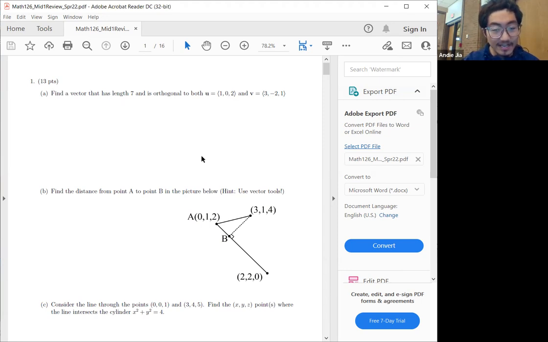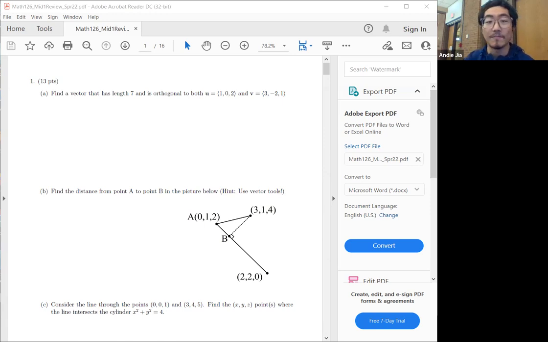Find a vector that has length 7 and is orthogonal to both u and v. When you need to find an orthogonal vector, the first thing to think of is the cross product, because the cross product produces a vector. So do u cross v, and we obtain a new vector, and we need to find the magnitude of the newly produced vector. We want a length of 7, so we find a unit vector and then multiply the unit vector by 7.